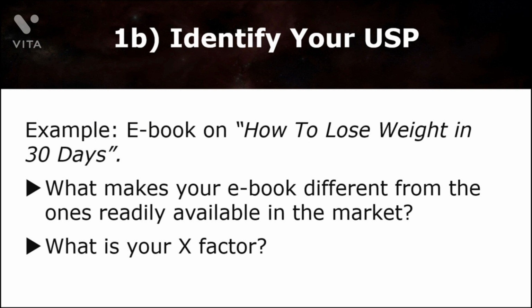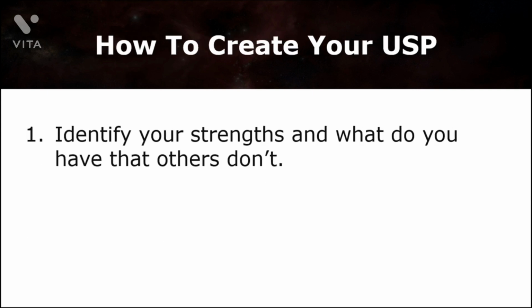A powerful USP that everyone will surely realize is fresh hot pizza delivered in 30 minutes or less guaranteed. This USP originates from Domino's Pizza, which they applied to create a billion-dollar company. So it leaves us with an important question. How do you create your own USP? Well, first, identify your strengths and what you do have that others don't. As stated earlier, this will be your X factor.